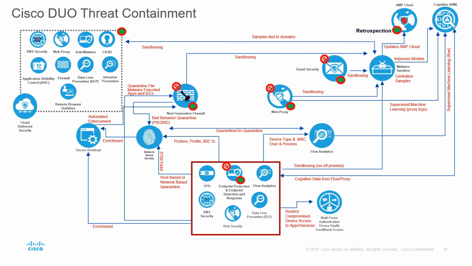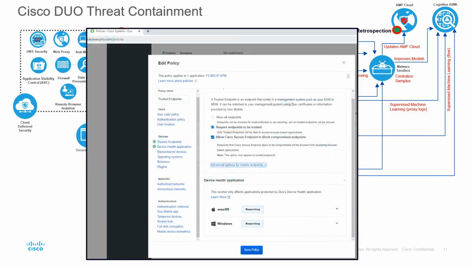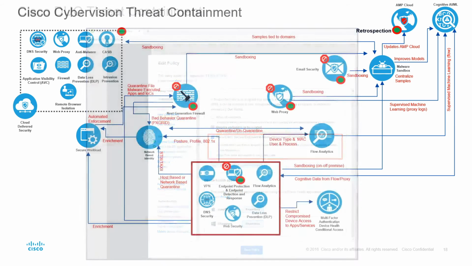Because that, again, is making sure that you're controlling or reducing your risk regardless of where that user is connecting from. And here's an example of that. There's just a quick integration with the API, and then I've got this checkbox that says allow Cisco Secure Endpoint to block compromised endpoints. That's it. We're off to the races. We've got additional control in the environment.